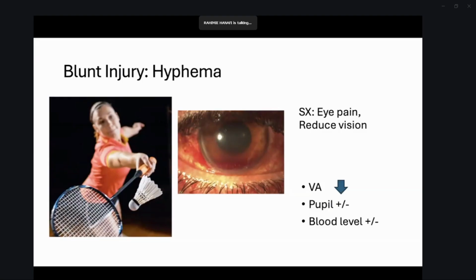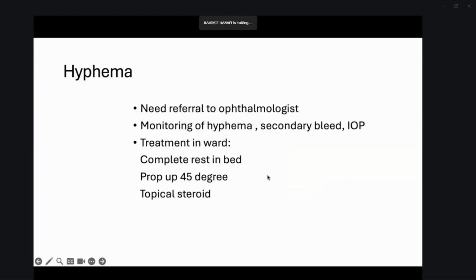There is also what we call microscopic hyphema, which means that with the naked eye we can't see any hyphema, but if we examine the patient under the slit lamp, there are cells of blood. That means the patient has hyphema, it's just not that obvious. When you examine the patient, there is low visual acuity, and sometimes the pupil is also affected. For example, in blunt trauma they can have what we call traumatic mydriasis, and the presence of blood in the anterior chamber.